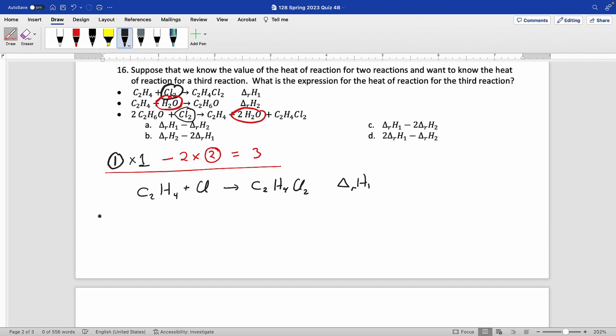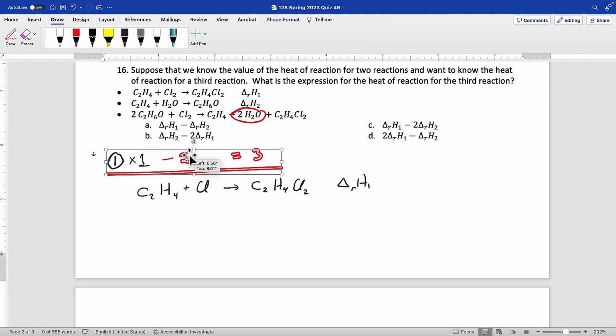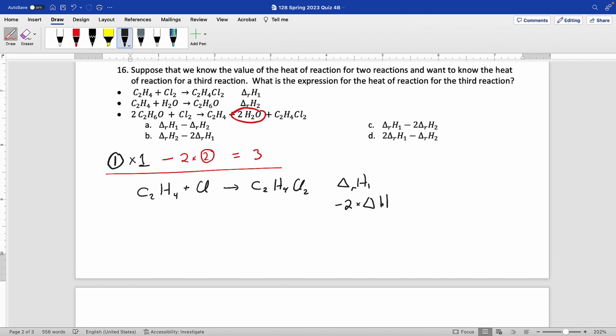And then I'm going to go minus 2 times reaction 2, actually I'll just write that over here. Let me write that again. This was reaction number 2. So let's write reaction number 2, and we're going to write it backwards, right? So it's minus 2 times delta H2. So we have to write it backwards, the reverse of reaction number 2, and times 2.